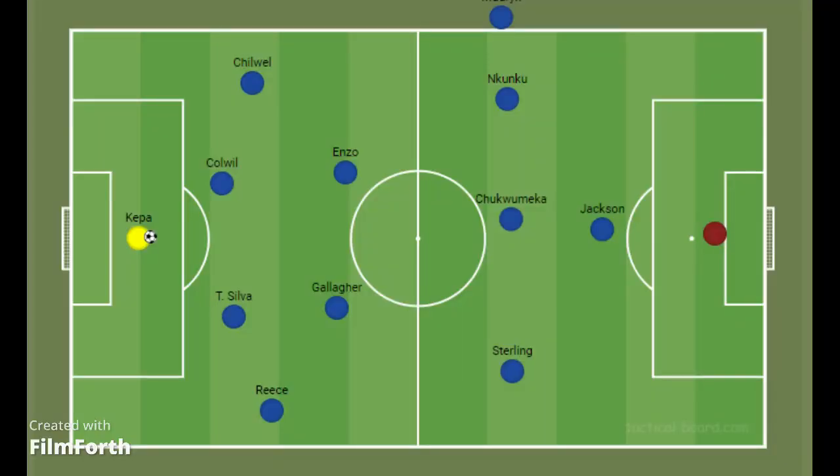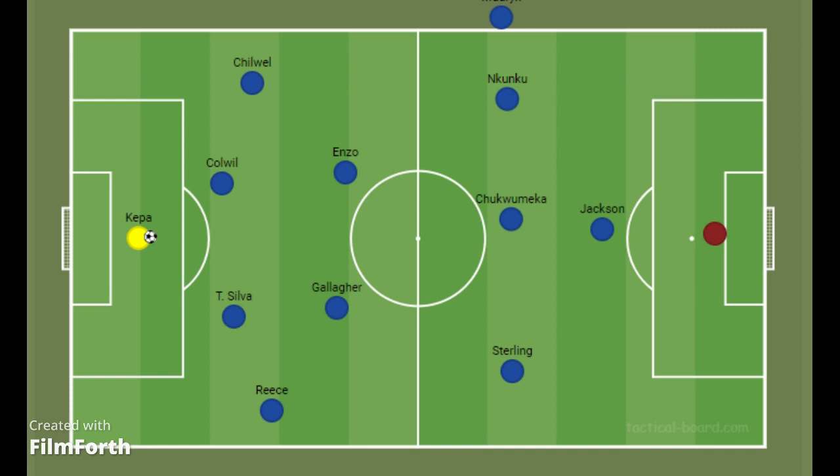So Pochettino lined up his team in a 4-2-3-1 formation. This looks like his go-to formation that he will employ at Chelsea. So this formation involves Reece James and Chilwell starting at the fullback position, Colwill and Thiago Silva starting as the centre-back pairing, with Enzo and Gallagher playing as a double pivot. Nkunku and Sterling started in the wide areas, with Chukwuemeka playing in behind the pacey Jackson.